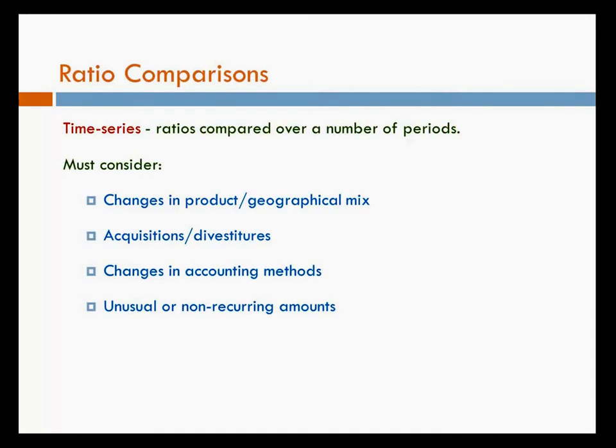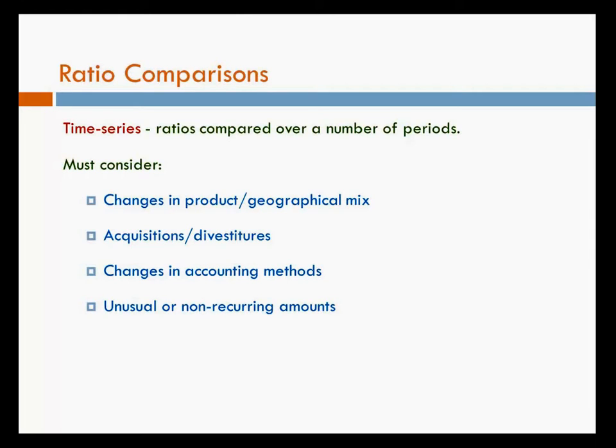When you do time series comparisons, you need to think about things like: are they changing their product mix and their geography mix? Have they made an acquisition or a divestiture? Have they changed their accounting methods? In this case, a 1 for 10 split or a 10 for 1 split, whatever it might be. Do they have unusual or non-recurring amounts in the earnings per share? Quite often, those are reported as well, like one-time earnings or things of that nature.